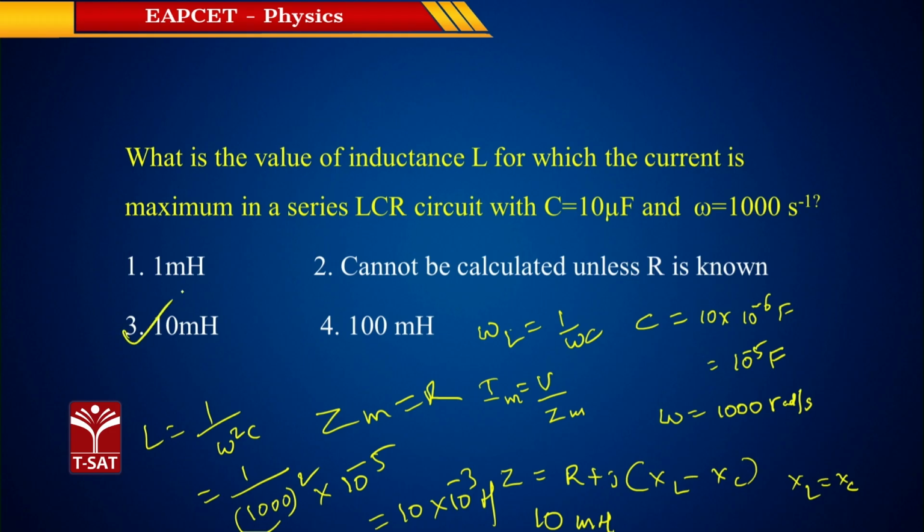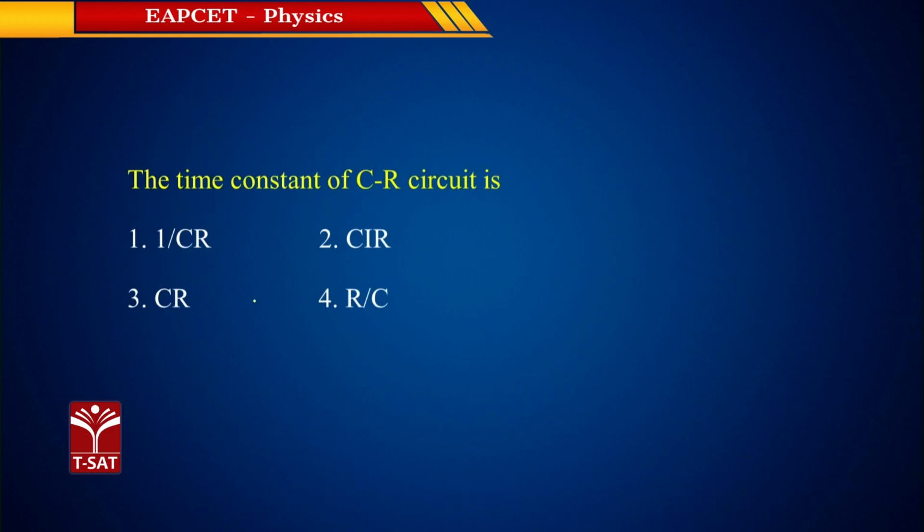Okay children, next: the time constant of a CR circuit is what? Here it is only C into R, CR. The time constant of a CR circuit is the product of capacitor and resistance. The product of capacitor and resistance is known as time constant.